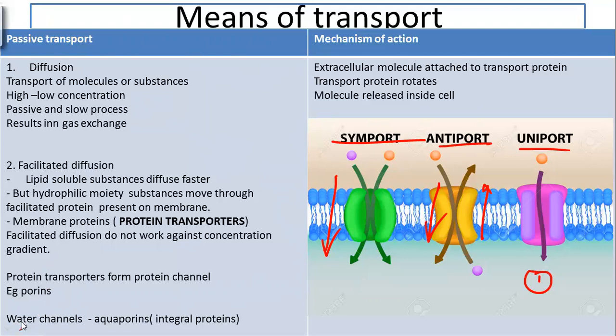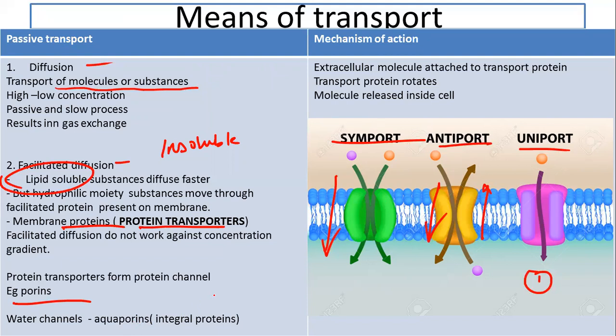Here, from the NEET point of view, students should first remember what exactly diffusion is: a transport of molecules or substances. Then, facilitated diffusion is about lipid soluble particles being easily diffused faster, whereas insoluble or less soluble hydrophilic moieties transport through the membrane with the help of membrane proteins, called protein transporters. Porins are the large size pores present over the membrane, and aquaporins are also there. This is what you have to remember for your NEET examination.